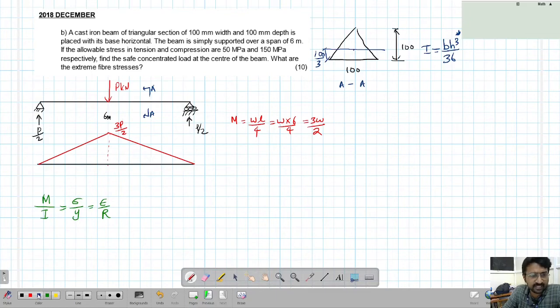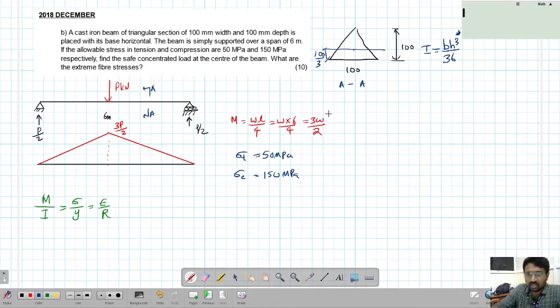Now what is given here? The restriction given here is the maximum stress in tension is 50 MPa, and maximum compressive stress is 150 MPa. Okay, so this is the condition. You have to just match this condition. You have to see at what force this stress will be reached. Any of these stresses will be reached.